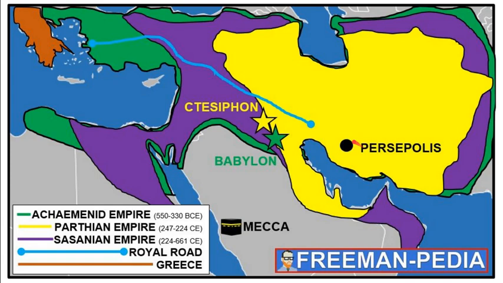And there's going to be different dynasties. But when we talk about the Persian Empire, we normally talk about the Achaemenid Empire. That's the empire of Cyrus the Great.